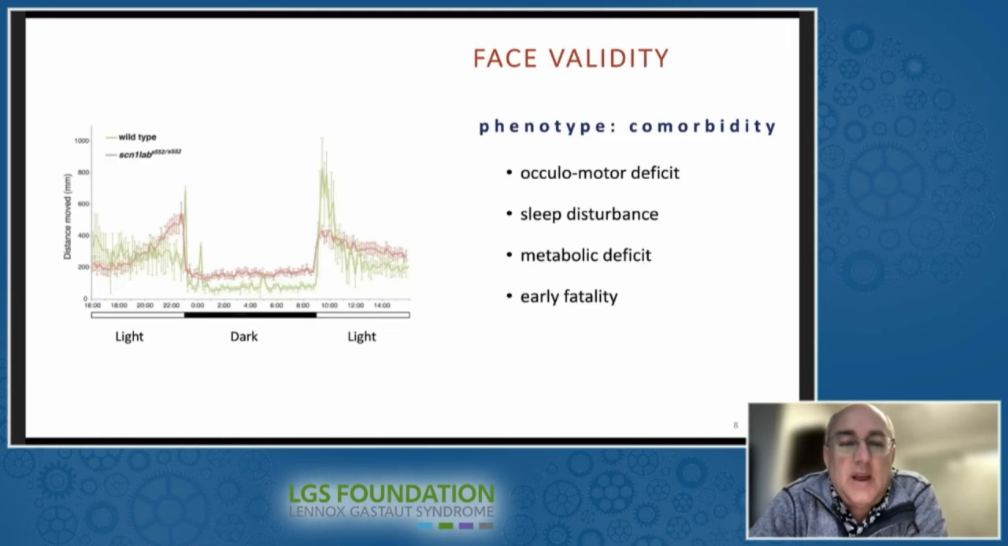The other part of that is, beyond the seizure phenotype, these fish also have other phenotypes or other comorbidities that we see in patients with Dravet syndrome. They have an oculomotor deficit. They have a sleep disturbance, which you see here on the left in the sleep assay. They have a metabolic deficit that we work with Manisha Patel's lab to study. And they have early fatality or SUDEP. And so in this way, this zebrafish model mimics the two important things. It's a sodium channel mutation that people with Dravet syndrome have, and it has many of the same phenotypes that people with Dravet syndrome have.